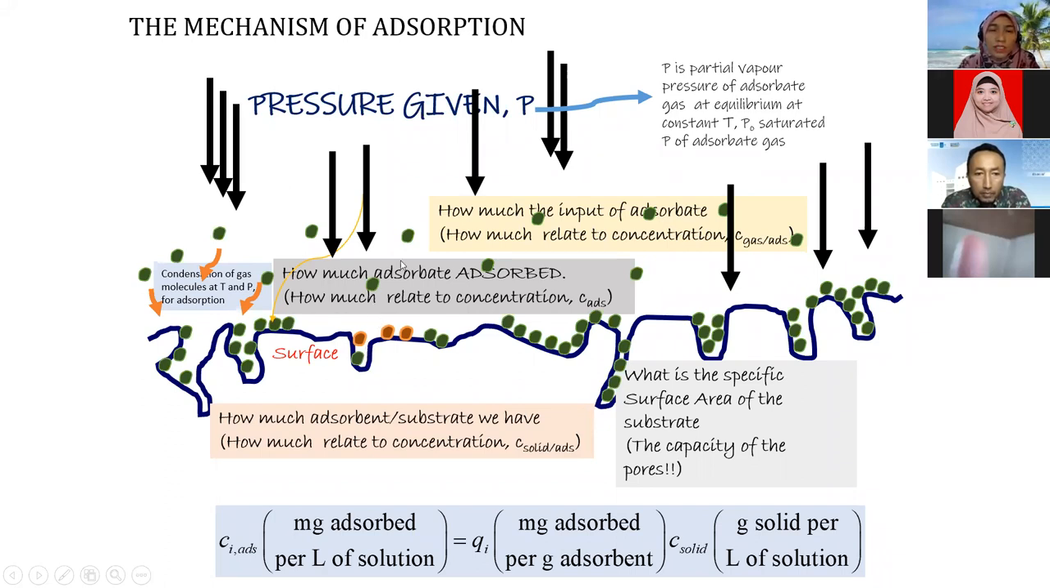For instance, this is a gas molecule, in order to adsorb on the surface. This molecule is what we call the adsorbate. This is the molecule of gas, which we call the adsorbate, and then condensation of gas molecules at temperature and pressure for adsorption, so it will adsorb on the surface. The surface has pores, so this is a pore. All surfaces have pores, whether the pore is small or big.